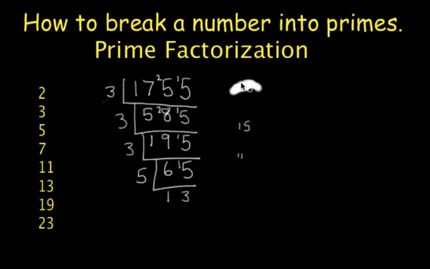And I can rewrite 1,755 as 3 times 3 times 3 times 5 times 13, or shorter, 3 to the third times 5 times 13. And that's prime factorization using upside down long division.